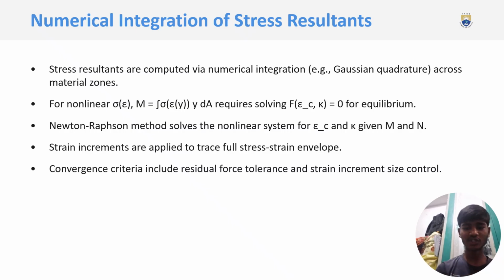Numerical integration for stress resultants. Stress resultants are computed by numerical integration, Gaussian quadrature, across materials. Nonlinear M equal to integral of sigma of epsilon of y times y dA requires solving f of epsilon c, k equal to 0 for equilibrium. The Newton-Raphson method solves the nonlinear equations for epsilon c and k given M and N. Strain increments are applied to trace stress-strain envelopes. Convergence criteria include residual force tolerance and strain increment size control.